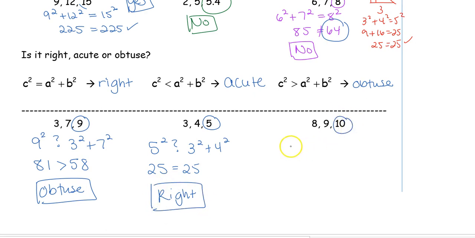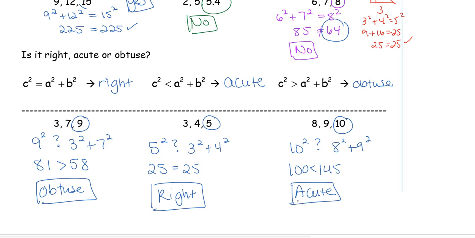And last, 10 squared, how does that compare to 8 squared and 9 squared? 10 squared is 100. 8 squared and 9 squared is 145. So the hypotenuse squared is less than the legs squared, which is going to make it an acute triangle. And the key to this one is putting the hypotenuse first, comparing the squares together.